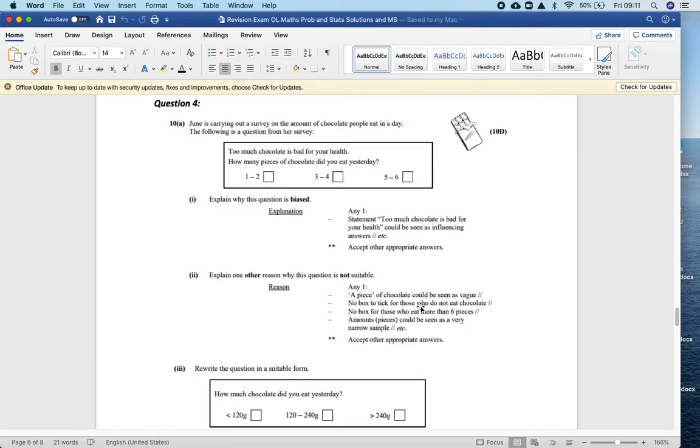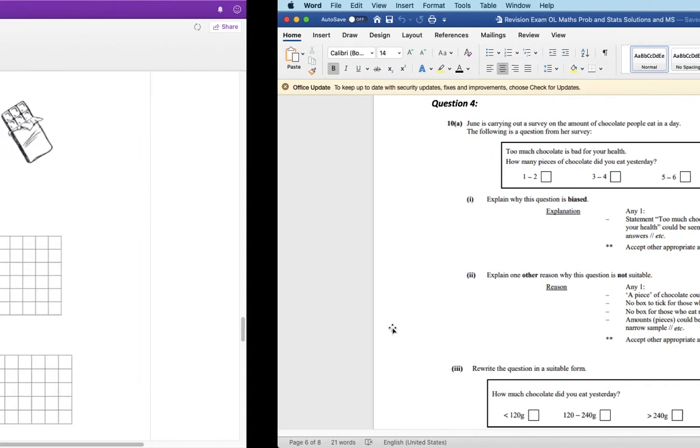What's a piece of chocolate? If it was over Easter time and you bashed up an Easter egg, a piece of chocolate could be pretty big. Yeah, pieces could be seen as a very narrow sample. Okay, so any of those.